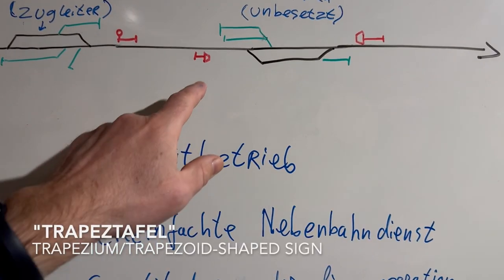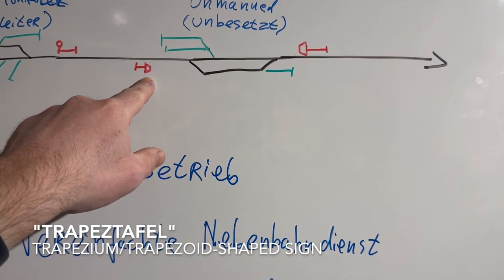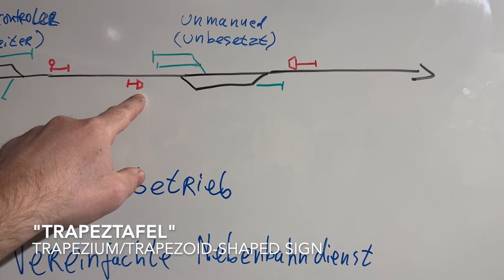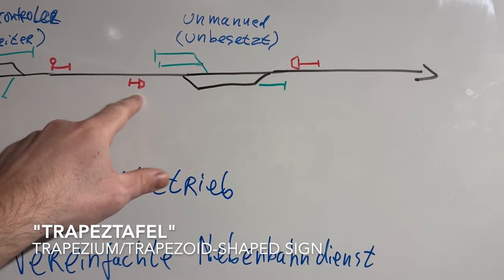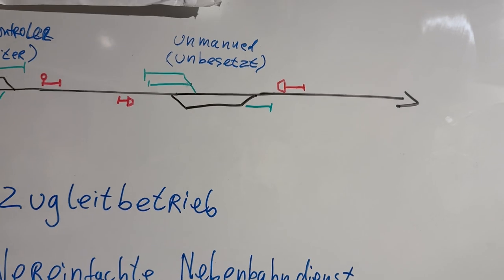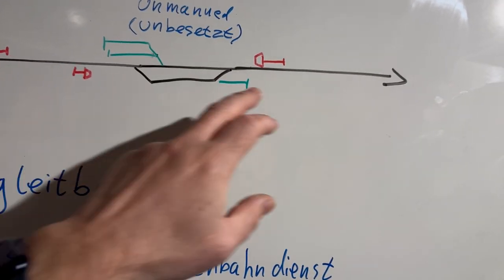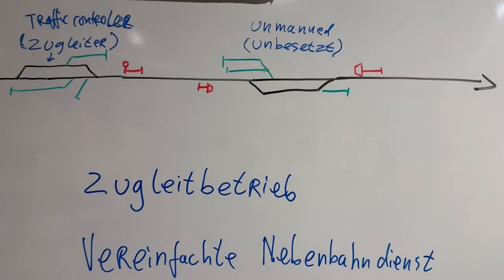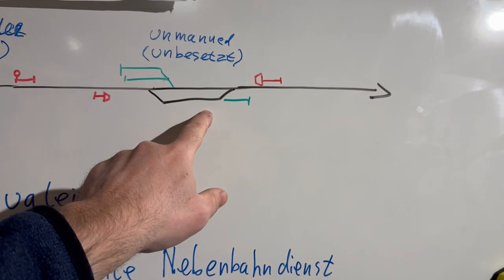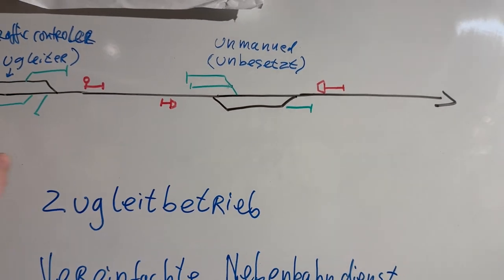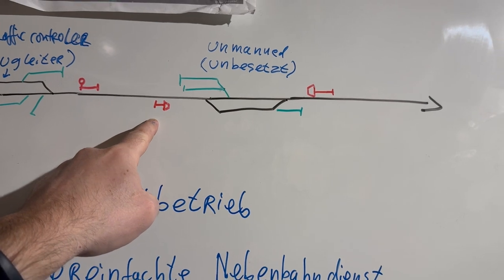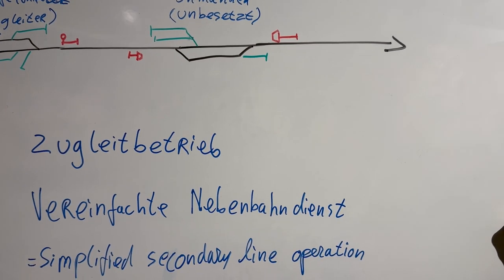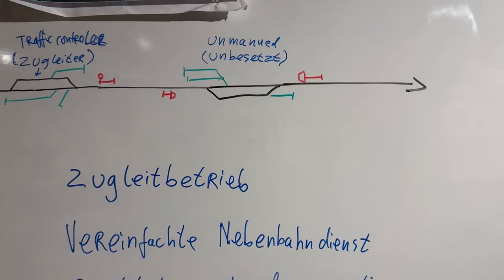Instead, they have a trapezium sign, just a kind of traffic sign with a trapezium shape. So it tapers a little bit on both sides of the station. And you either get permission to drive to the station, or you get permission to drive to the trapezium table. So the first train is always allowed to enter the station.